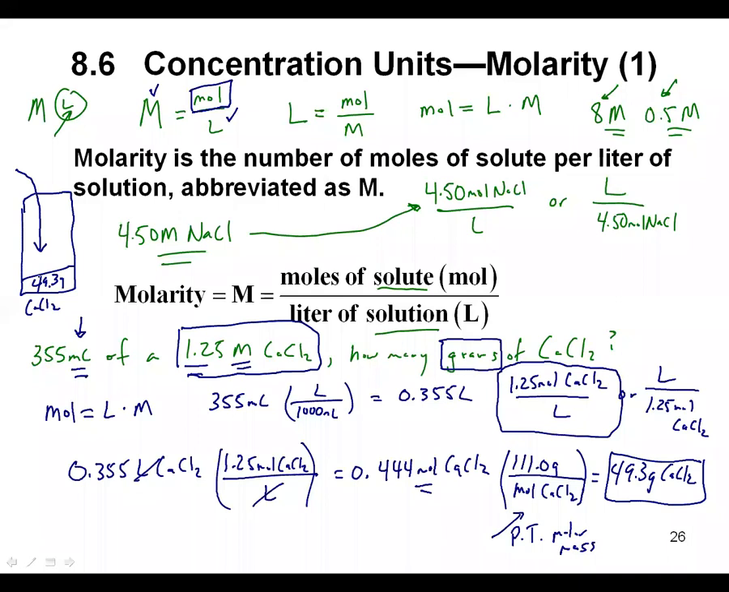And obviously the calcium chloride would be your solute. And you would add enough water in there until you got to a total volume of 355 milliliters, right? Give it a mix. Everything dissolves. And at that point, you would have a 355 milliliter solution that has a molarity of, in our example, 1.25 molar. Any questions on what that means or what those numbers mean?